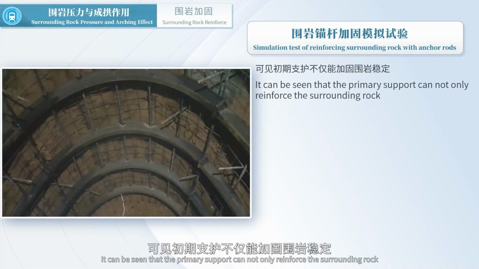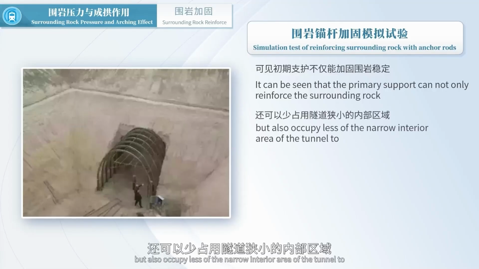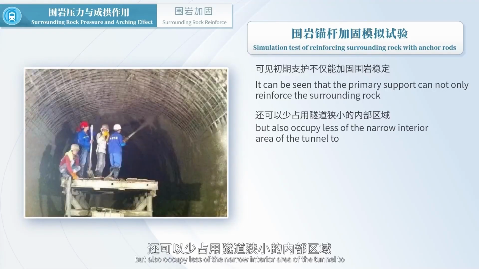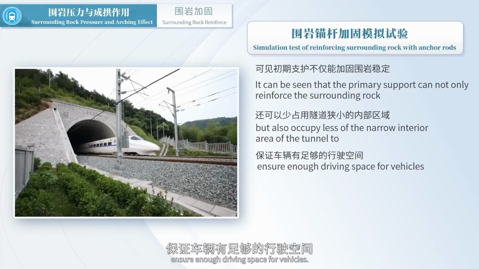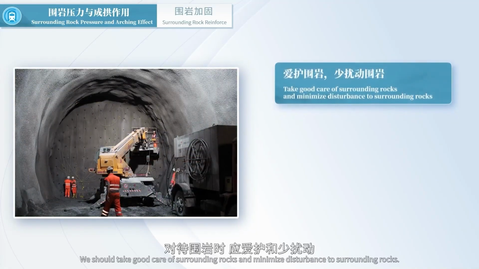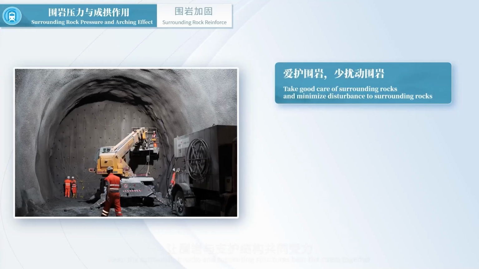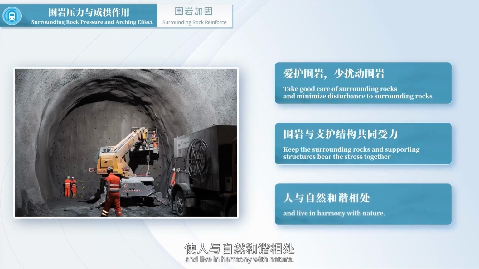It can be seen that the primary support can not only reinforce the surrounding rock, but also occupy less of the narrow interior area of the tunnel to ensure enough driving space for vehicles. We should take good care of surrounding rocks and minimize disturbance to surrounding rocks. Keep the surrounding rocks and supporting structures bearing the stress together, and live in harmony with nature.